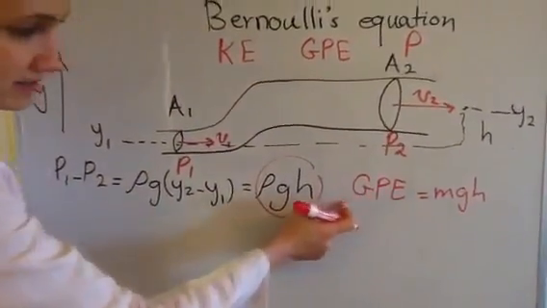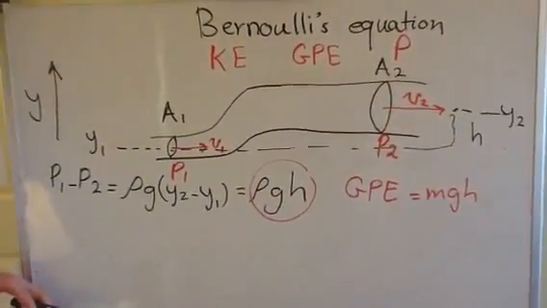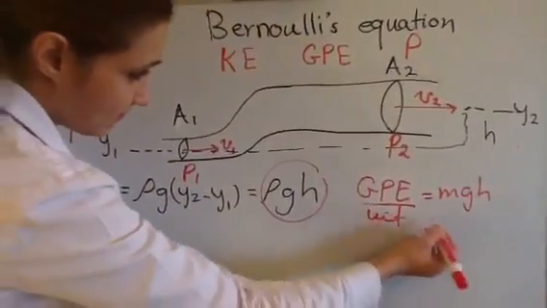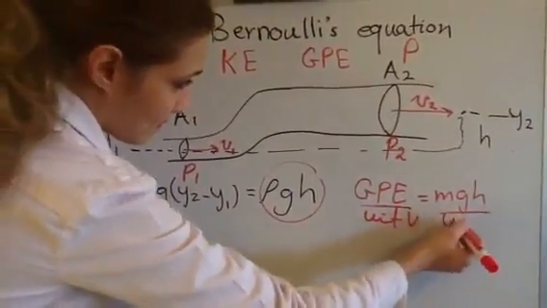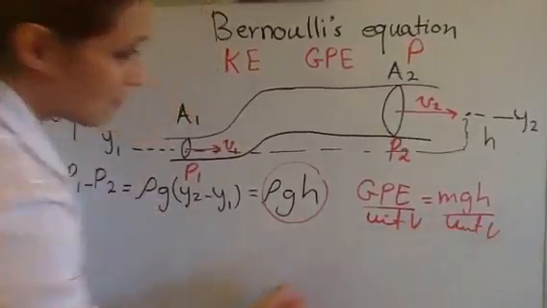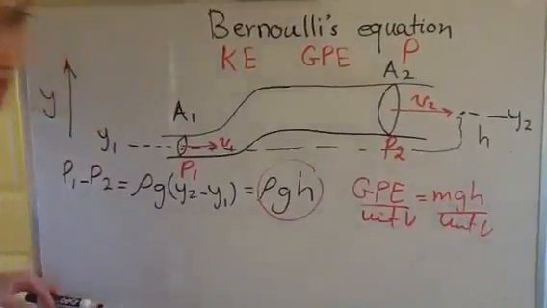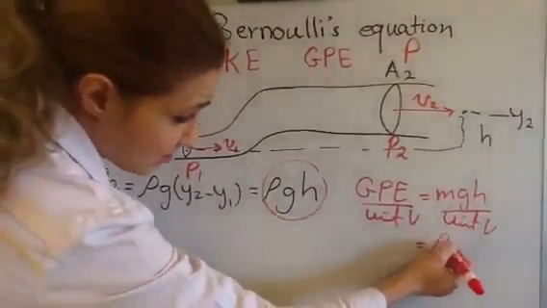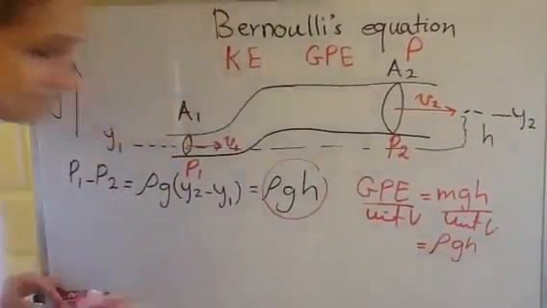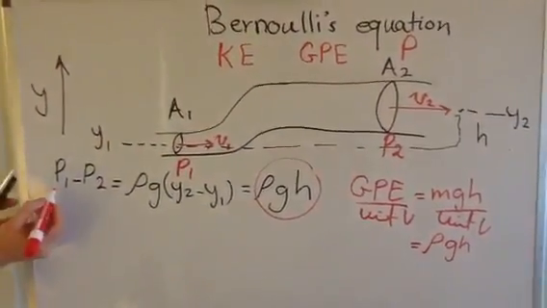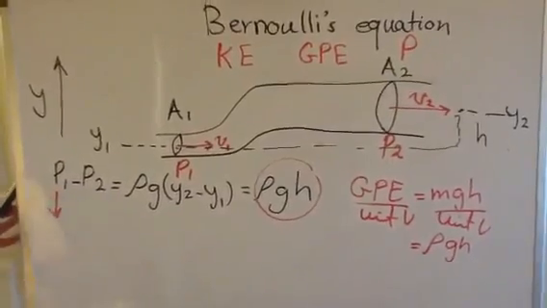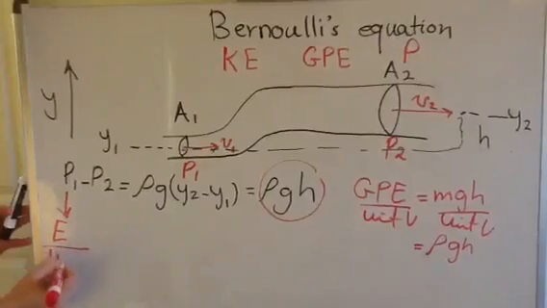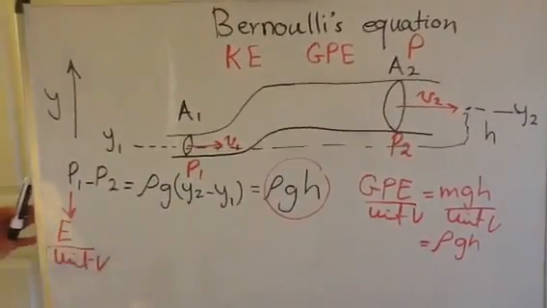If we divide the gravitational potential energy by a unit volume, then m over v is rho, which is the density of the fluid. Therefore, P here is energy per unit volume.